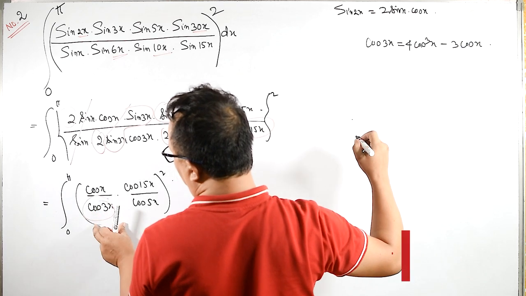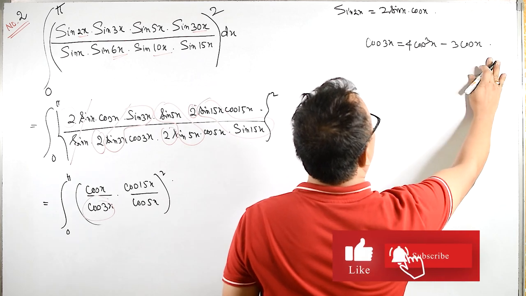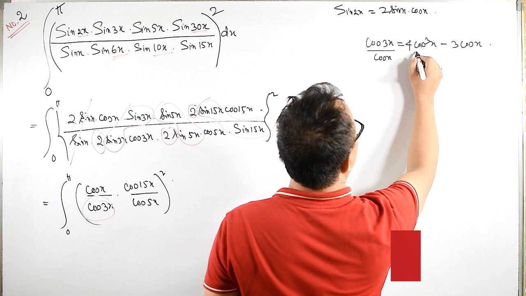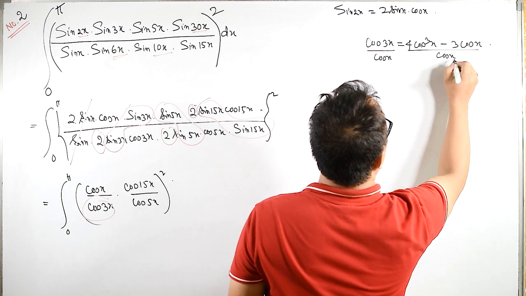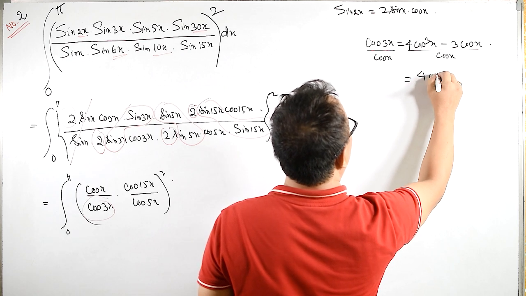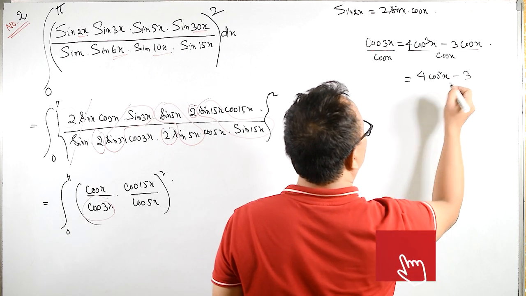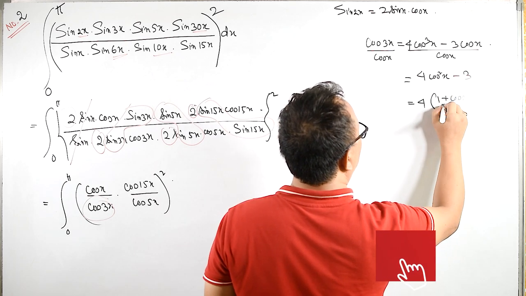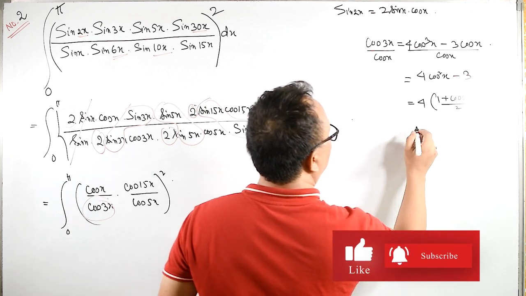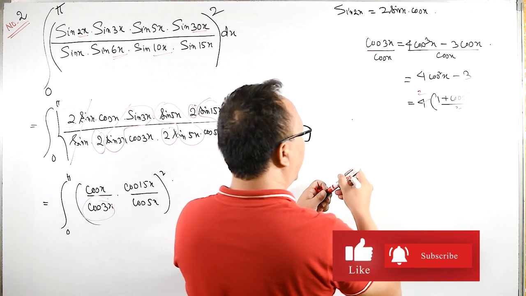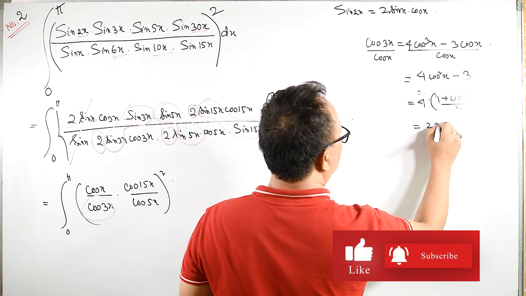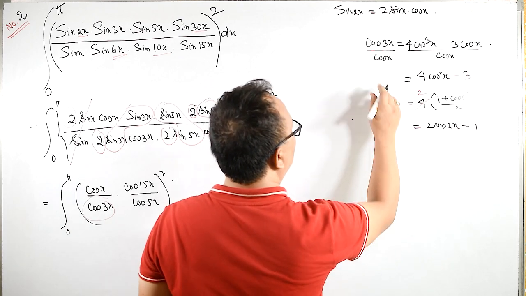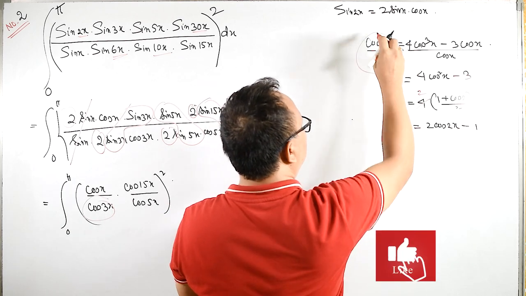I want cos 3x upon cos x. So if I divide by cos x on both sides, cos 3x upon cos x equals 4 cos square x minus 3. What is cos square x? It is (1 plus cos 2x) upon 2, minus 3. If you cancel these 2, I will get 2 cos 2x, and here 2 minus 3 is minus 1.